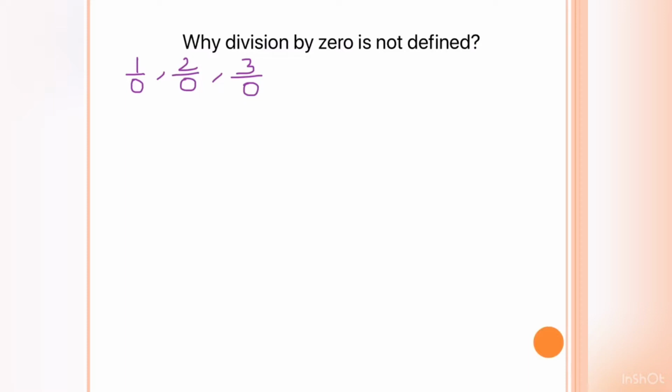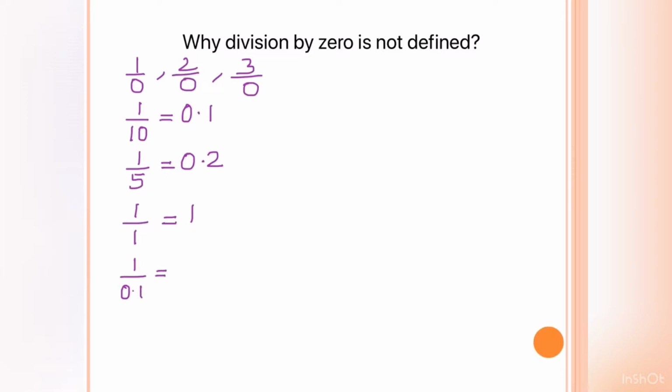Let us understand this. 1 by 10, we all know it is 0.1. 1 by 5, in decimal form it is equal to 0.2. 1 by 1 is equal to 1. What if we take 1 by 0.1?